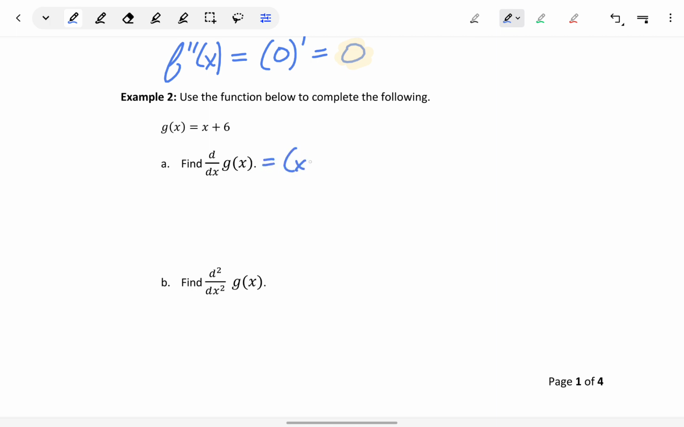What that means is we want to differentiate x plus 6. The derivative of x will be 1, and the derivative of 6 will be 0. So our derivative would just be 1. We don't need to write out that plus 0. And since we know that second term went to 0, subsequent derivatives of that term will continue to be 0. So when we want to find d squared over dx squared of g of x, we only have to look at differentiating 1. And the derivative of 1 will also go to 0.